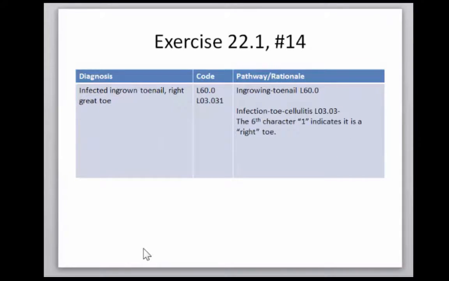An ingrown toenail, you're going to be coding not only the toenail being ingrown, but also a cellulitis. If you've ever had an infected toenail, it gets very red around it, and that's that cellulitis. So you would be having two codes for this particular number 14.